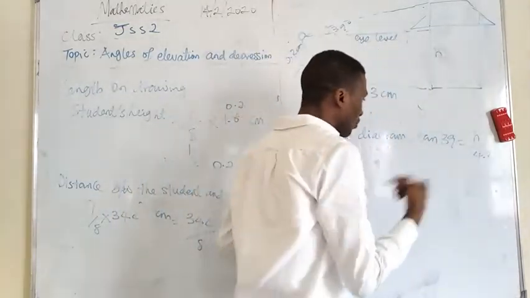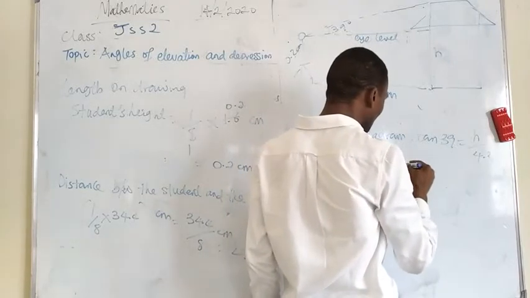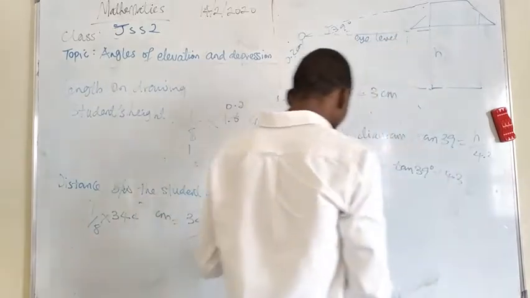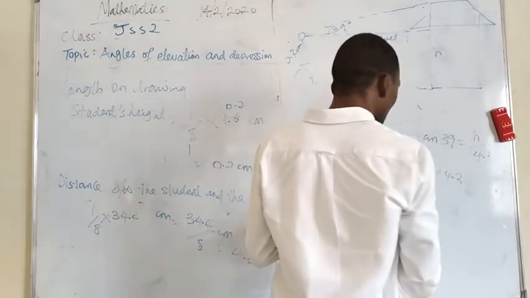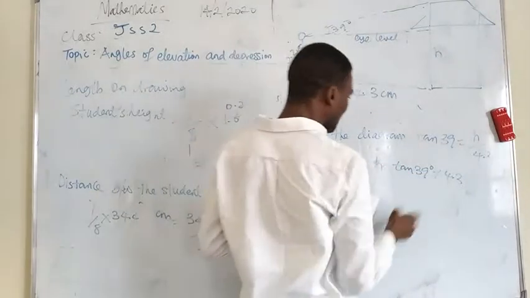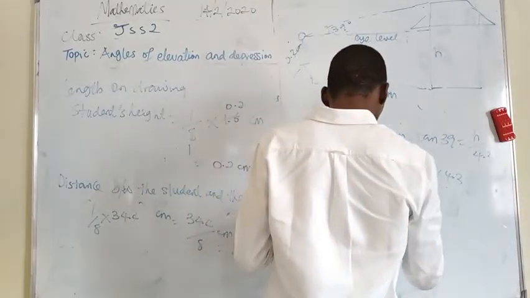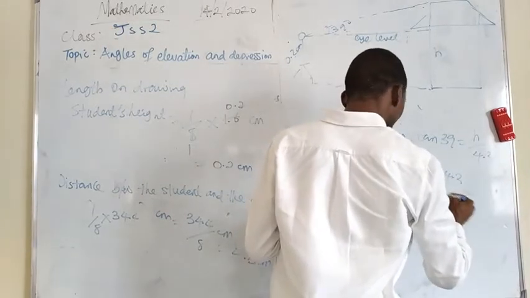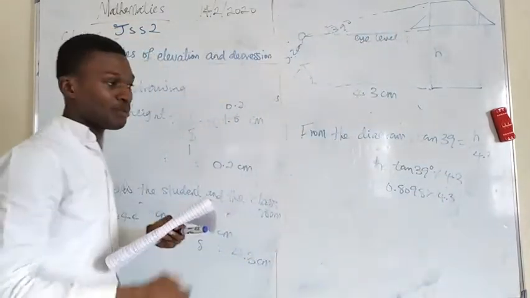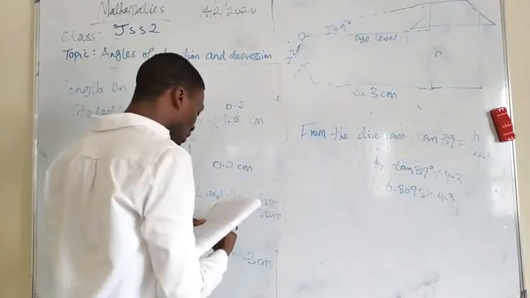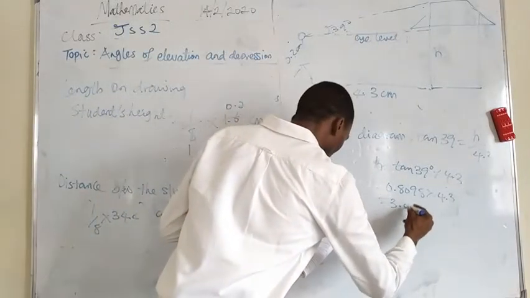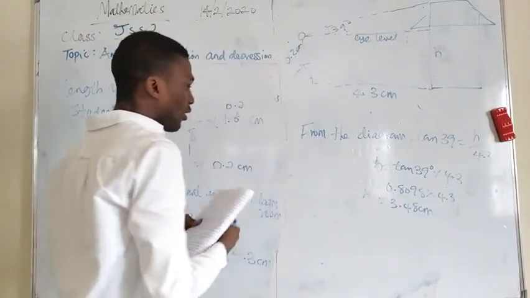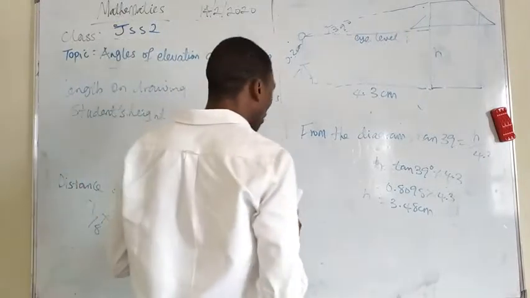At this point, we cross multiply to get h is equal to tan 39 degrees times 4.3. We use our mathematical table to get tan 39 degrees, which is 0.8098, multiplied by 4.3. We multiply that, and we get 3.48 cm as our height of the building. Our height of the building is 3.48 cm.